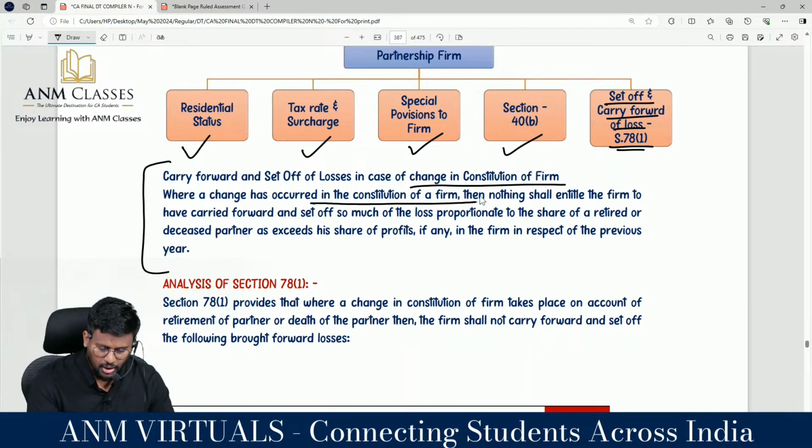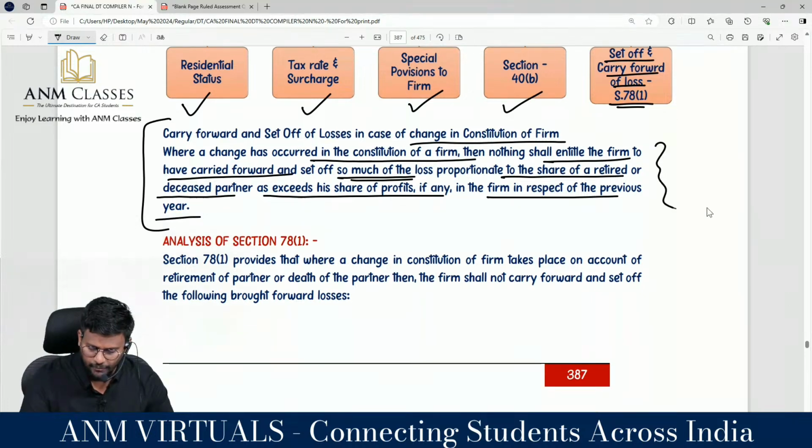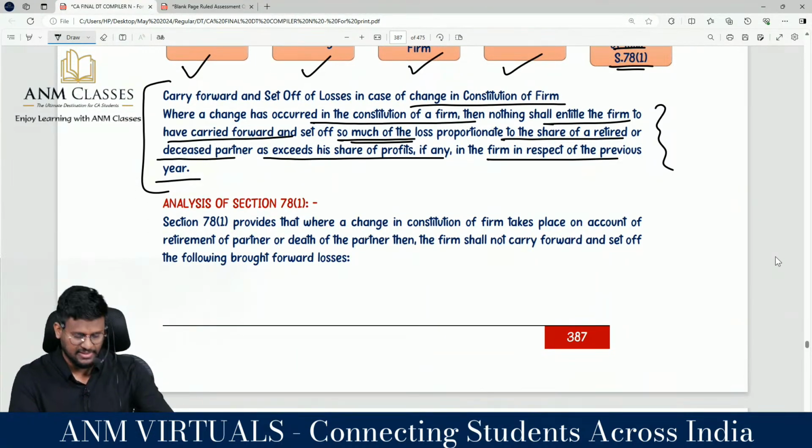Where a change has occurred in the constitution of the firm, then nothing shall entitle the firm to carry forward and set off so much of the loss proportionate to the share of a retired or deceased partner as exceeds his share of profit in the firm in respect of the previous year. This is what the provision, what section 78 is saying.